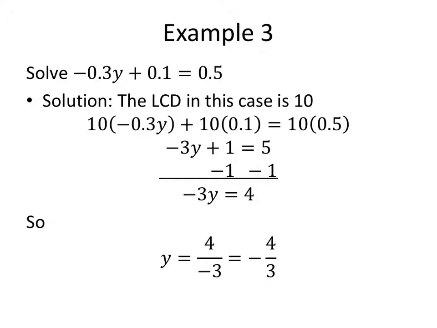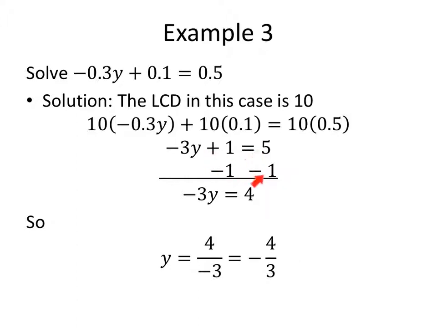If we're solving negative 0.3y plus 0.1 equals 0.5, it doesn't look like we have fractions, but decimals are a way of writing fractions, fractions with a denominator that are powers of 10. In this case, since everything has a single decimal place, we're going to multiply every single term in the equation by 10. We'll move the decimal 1 spot. 10 times negative 0.3y is negative 3y. 10 times 0.1 is 1. 10 times 0.5 is 5.